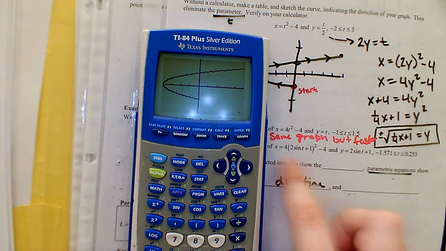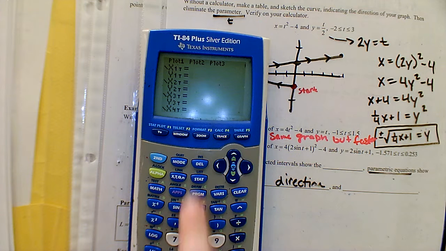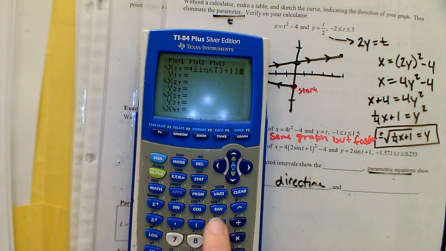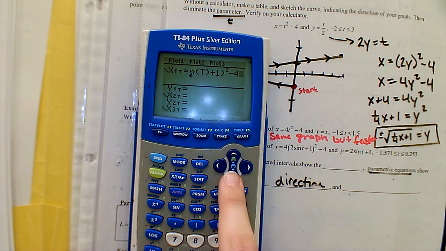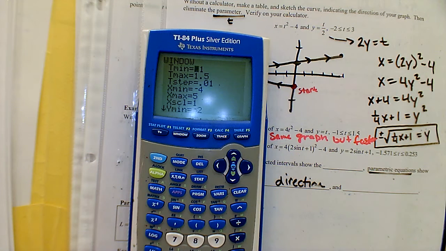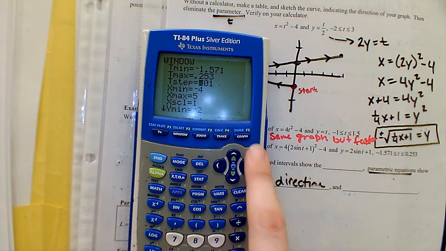Okay. Let's go ahead and try the next one. So we'll type in 4 parenthesis 2 sine t plus 1. All right, and then our window will be -1.571 to 0.253, and maybe we'll leave the same t-step.